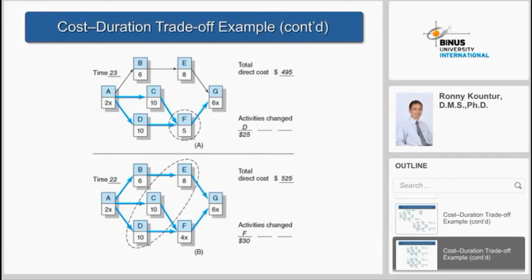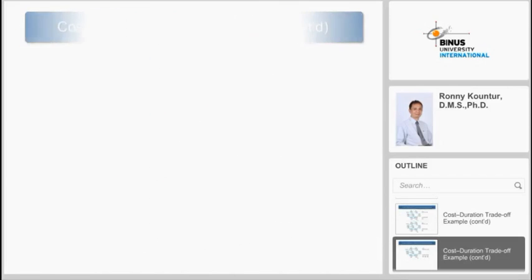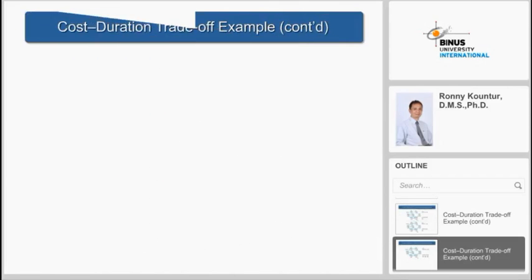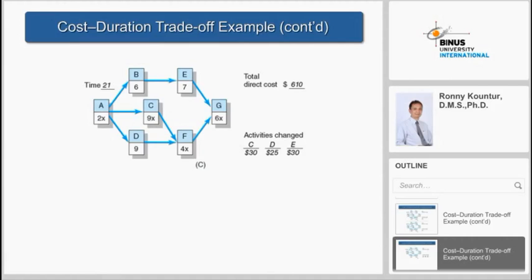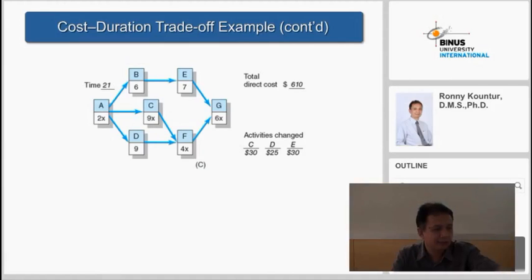Now, activity F cannot be reduced anymore, so we put X there. X means we cannot reduce anymore. Next we have to reduce activities D, C, and E. The question is why we have to reduce these three activities, D, C, and E? Because these three activities have the same slope, which is 30. Because they have the same slope, all of them will be reduced by 1 each.